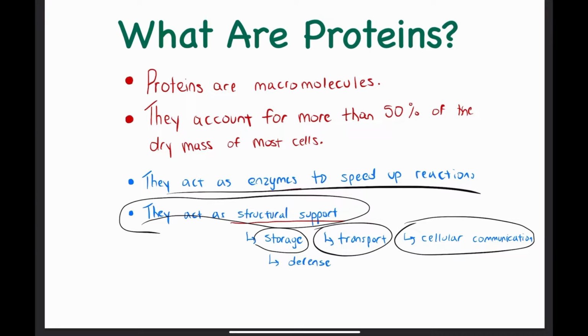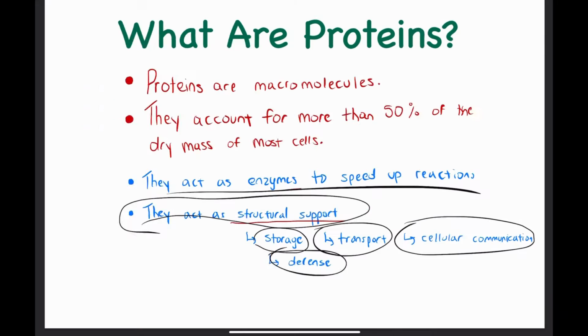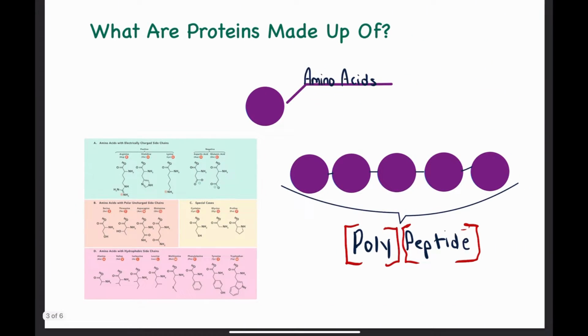Me personally, I always talk about how communication is important, and in cells they have proteins that do this. And then of course defense, right? Or even tagging things that are not supposed to be there or not working properly. I have a video talking about it. It's called ubiquitin, where it tags faulty proteins. So proteins, of course, are very important.